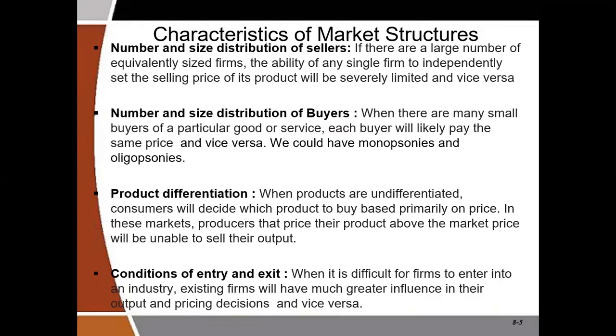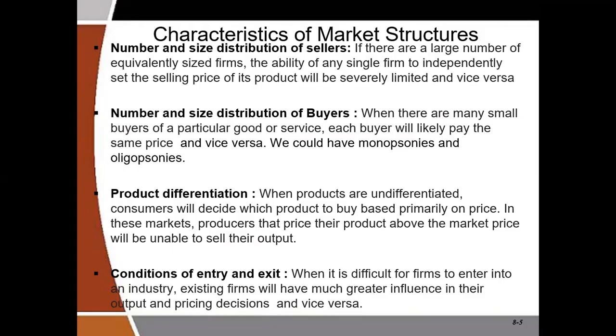That means that in a market where there are a large number of sellers, the size distribution of each seller will be small. So here we are going to look at where there are a large number of sellers, yet each seller sells a small output. And that concept is called a large number of few sellers.